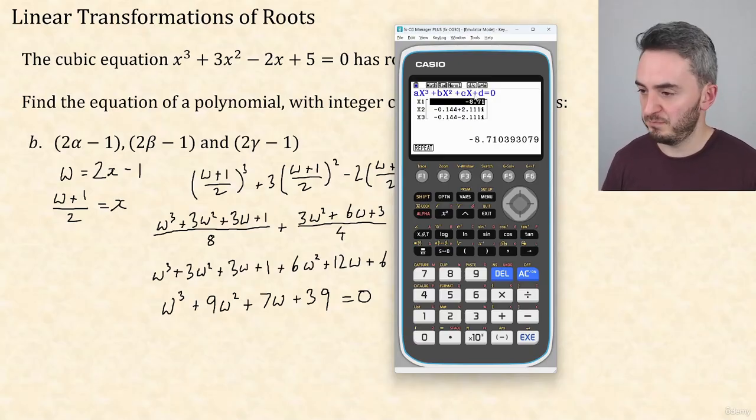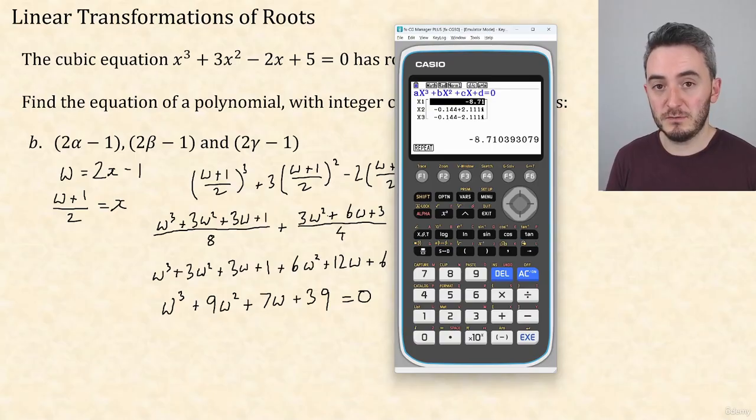So that's how I like to check these, just to make sure I've not messed up the numbers, because it's very easy to get the numbers a little bit wrong with all of this algebra. Okay, so that's linear transformations of roots. I also want to show you nonlinear, because that works as well. So see you in the next video for that.